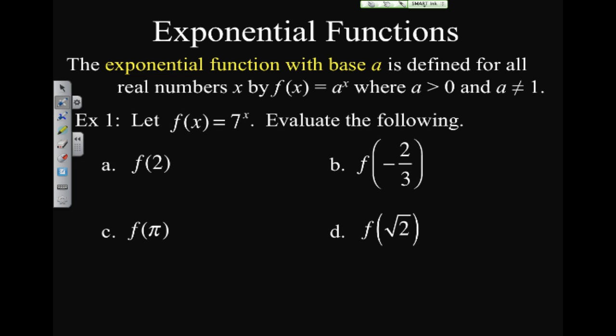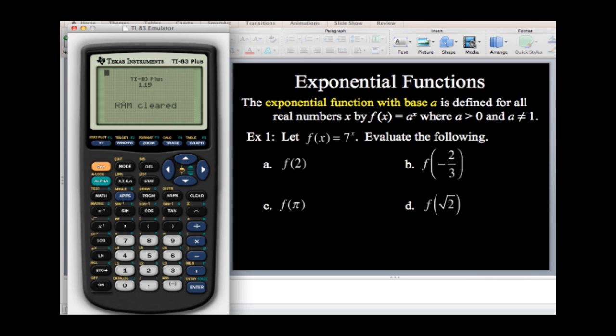So first of all, we want to evaluate the following things, and we're going to use our calculators for this, and so I will go through that on the calculator. As we look at example 1, notice we've got 7 to the x power. We're given f of x, which means the x value is 2, so we are going to type in 7 raised to the second power, and we get 49 for a.